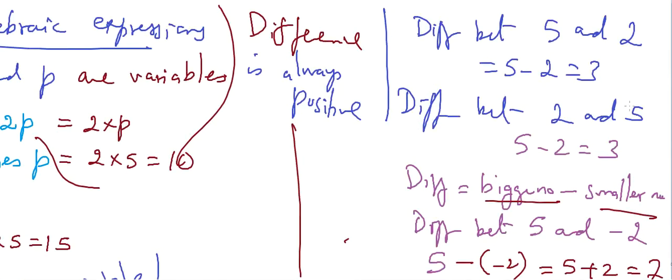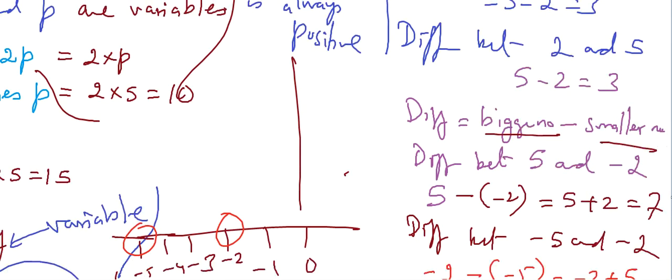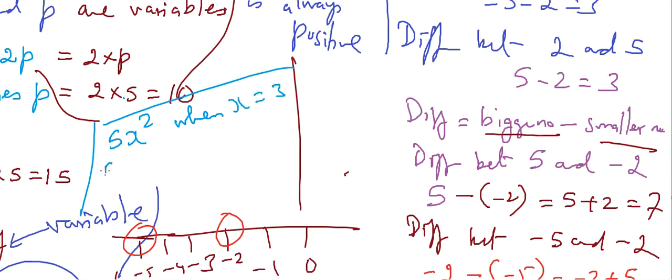Similarly, the expression can involve squares and cubes, because we know the meaning of squares and cubes. For example, 5x square. What is the value of 5x square when x is equal to 3? Then it's 5 into 3 square, because the value of x is 3. What is 3 square? 3 into 3, which is 9. So 5 into 9 is 45. So the value of 5x square is 45 when x is equal to 3.